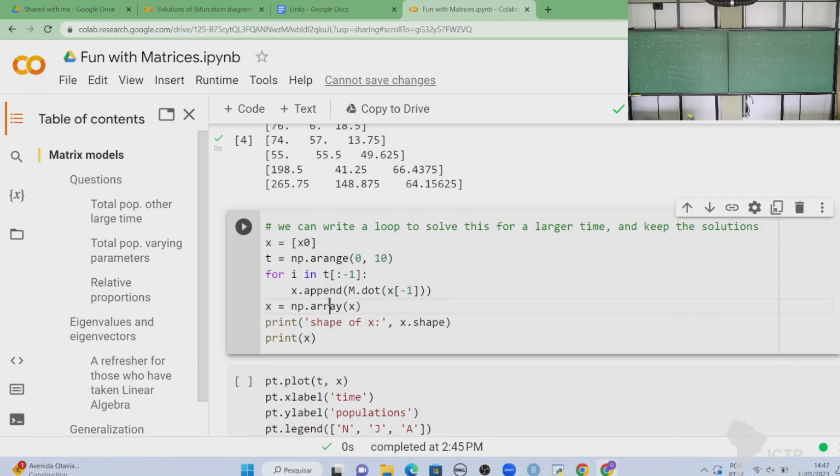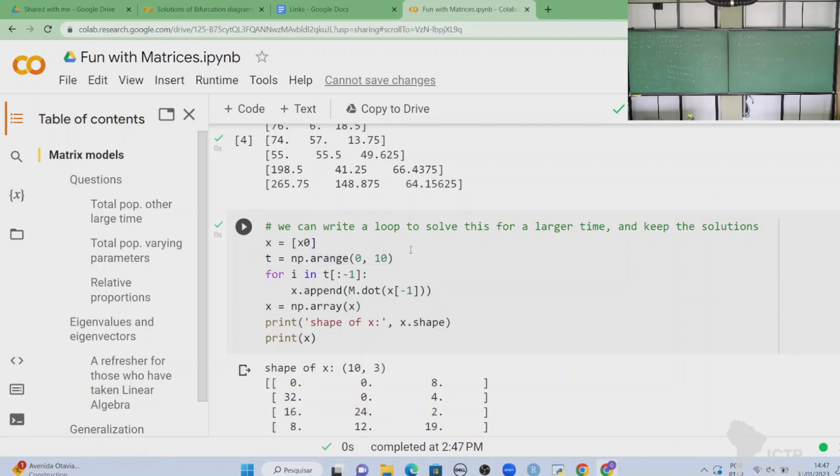Good, so in the end I have a list, and each element of the list is an array with 3 elements, so the 3 values of the population: newborns, juveniles, and adults. And then I convert it to an array so that I can manipulate it easily, and let's run this and try to print it.